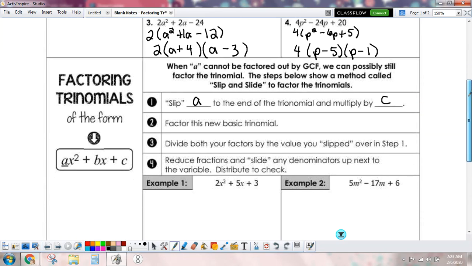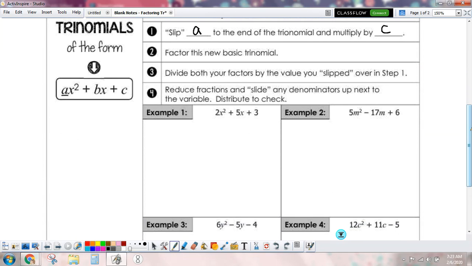Okay, so for number 1, we have 2x squared plus 5x plus 3. There are no common factors here, so I'm going to do slip and slide. So I'm going to slip my a to my c. So I'm going to take my 2 and slip it over here. So now I have x squared plus 5x and then plus, and I'm doing 3 times 2 to get 6. Okay, so now I can go ahead and factor this. So I'm going to do my 2 parentheses, do x, and to get this, I know I can do 2 times 3. I want to add those together. I do get 5.